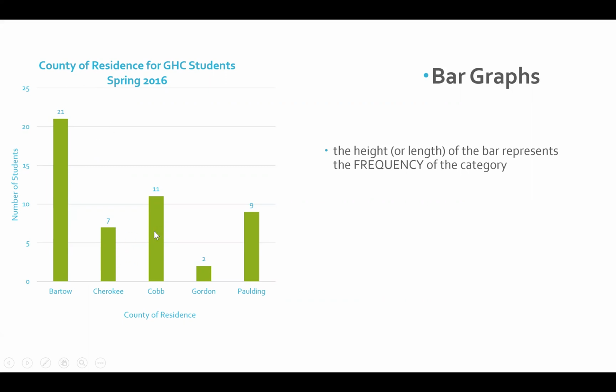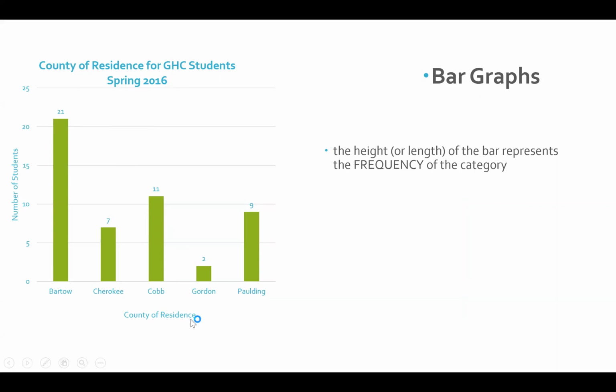I don't know if one's better than the other, but the height of the bar represents the frequency. How many times does that particular category or group occur? So for example, if I were looking at this graph here on the left, notice it's the county of residence for GHC students in spring 2016. That's my title. So I know who, I know where, and I know when.